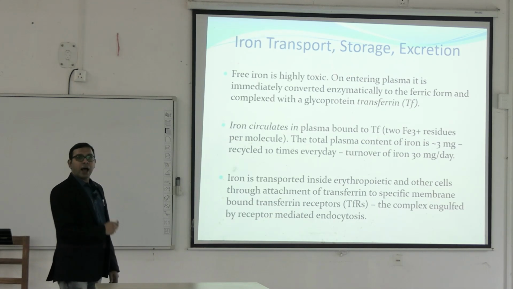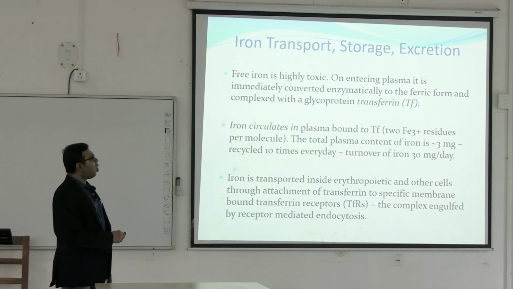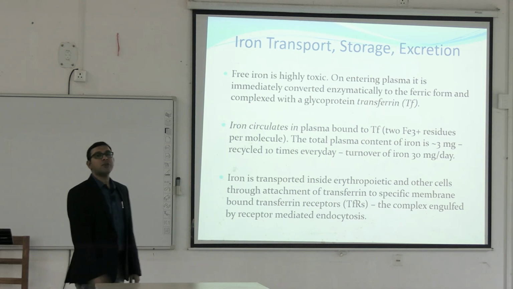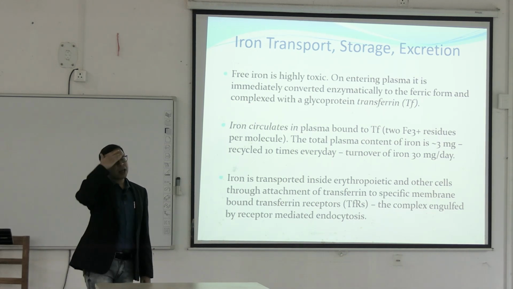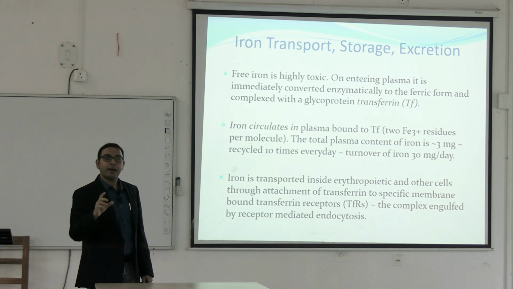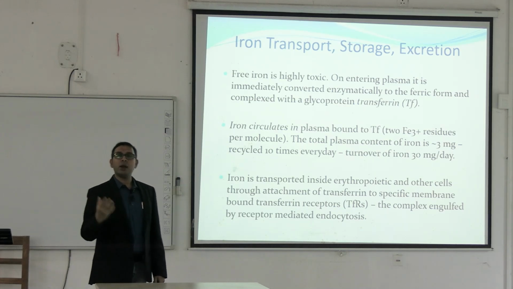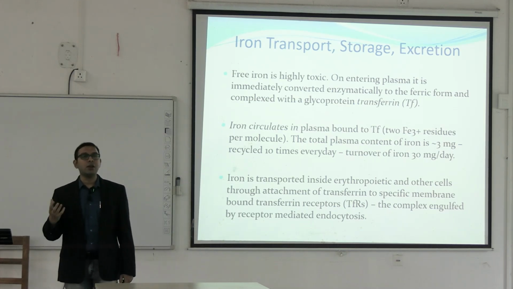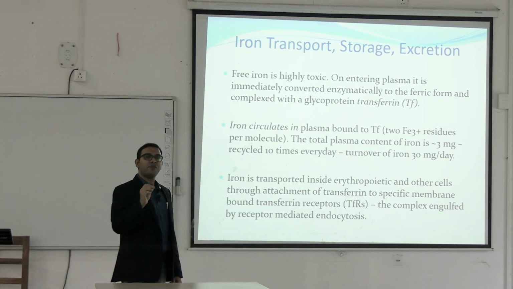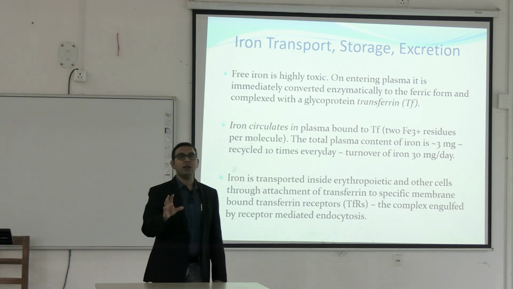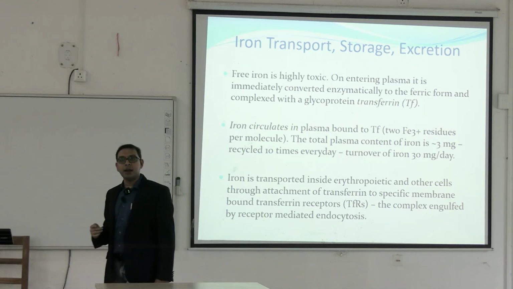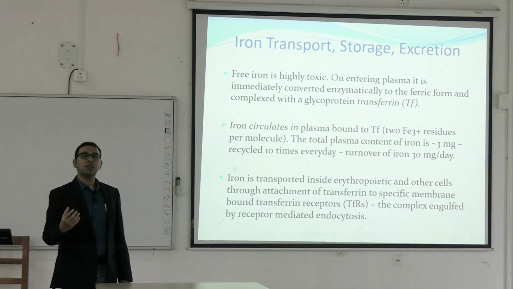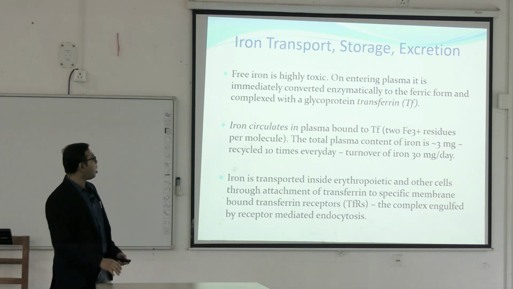So free iron is highly toxic, as I have mentioned, and on entering plasma, it is immediately converted to the ferric form and complexed with the glycoprotein transferrin. That's why transferrin saturation is an indicator by which we can see whether iron deficiency is present in our body or not. And there is the ferritin. Serum ferritin also ultimately dictates what the iron content in our body will be.